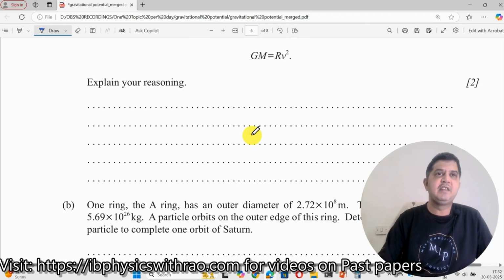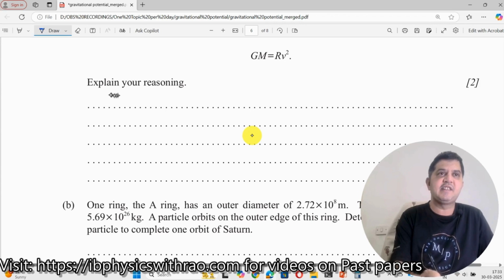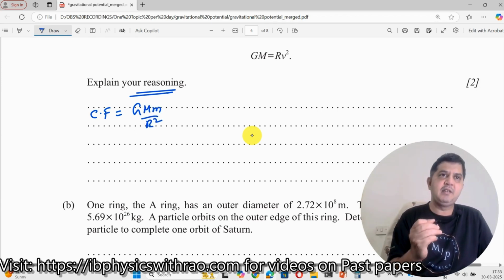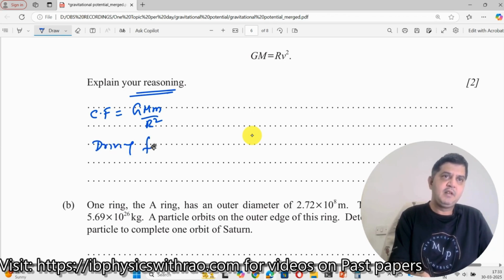How do you start? Because he is asking you to explain your reasoning, he knows you will just copy the formula and put it across. So you first write that the gravitational force is equal to GMm/r². For a planet orbiting in a circular path, driving force is equal to centripetal force. This is the principle for circular motion. So you can start from here.